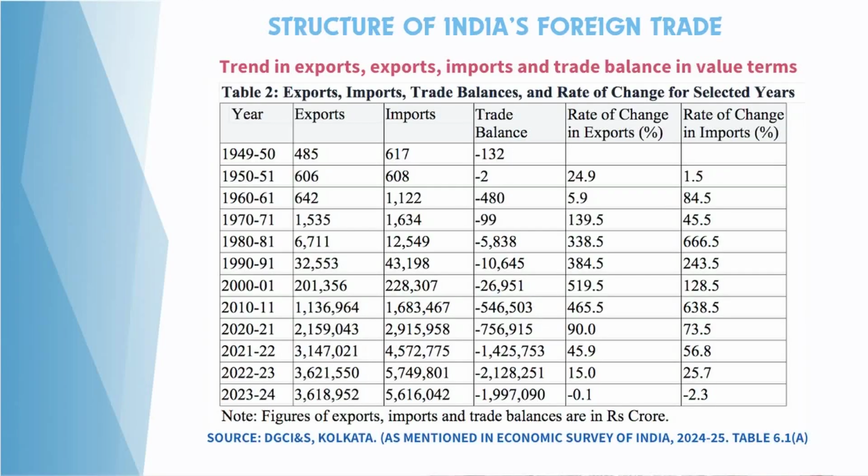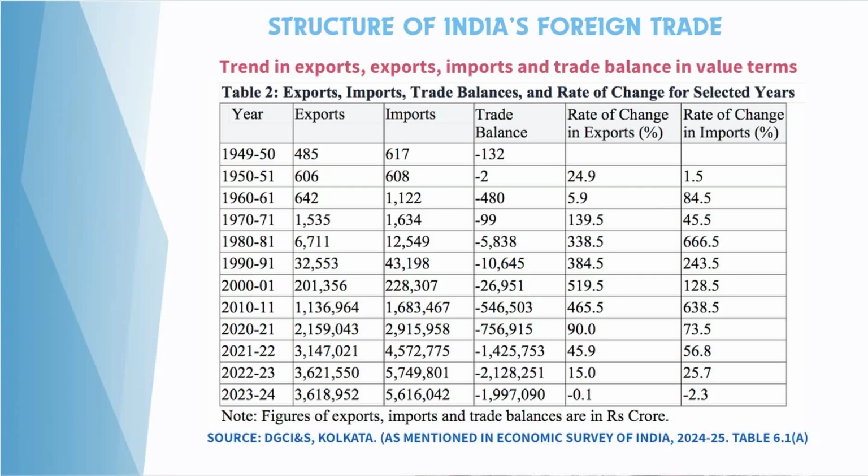And by 1991, exports further increased to 32,553 crore and imports rose to over 43,000 crore, resulting in a trade deficit of more than 10,000 crores. So the economic reforms initiated in 1991 began to reshape the trade landscape, leading to increased export potential.